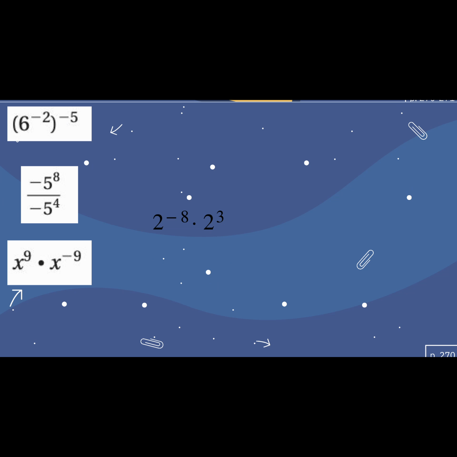We have 6 to the negative 2, and it's raised to the power of the negative 5. Then what are we doing with that negative 2 and negative 5? Adding, subtracting, multiplying, dividing. What are we doing with that? Negative 2 and negative 5, according to our rules. Multiply. So negative 2 times negative 5 would just give me a positive 10. And that's all they're looking for in that answer. 6 to the positive 10.